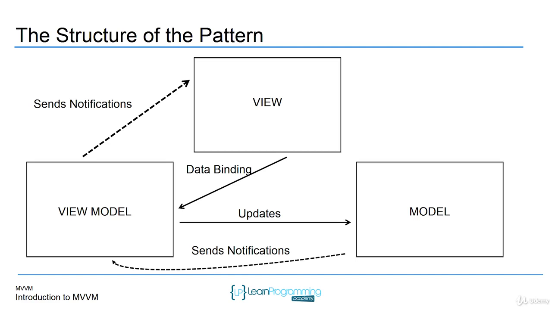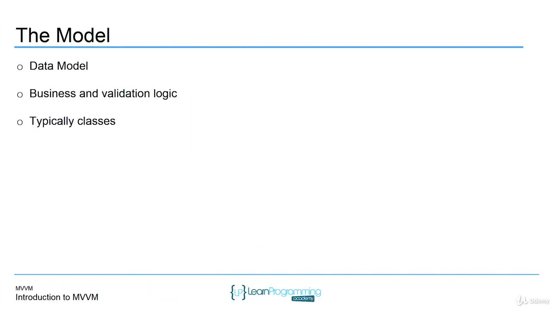So let's dig a little bit deeper into each of these. Let's start with the model. The model is going to be something that we've already been doing, which is the data model. It's going to be typically classes that we already have. And if you remember, we already divided these classes, this data model, in its own folder inside of our Xamarin Forms PCL project. But the model can also have a business and validation logic.